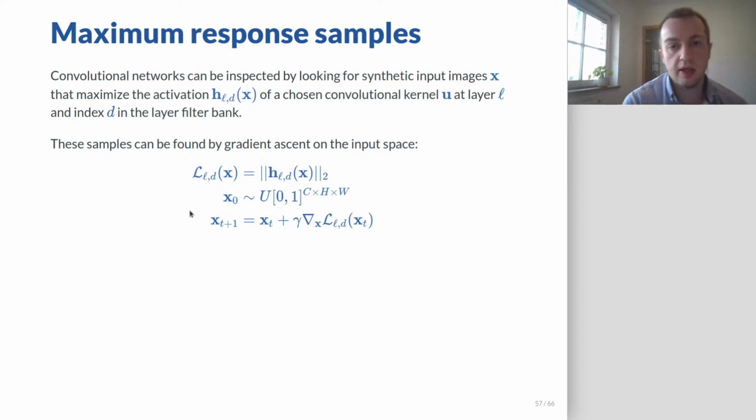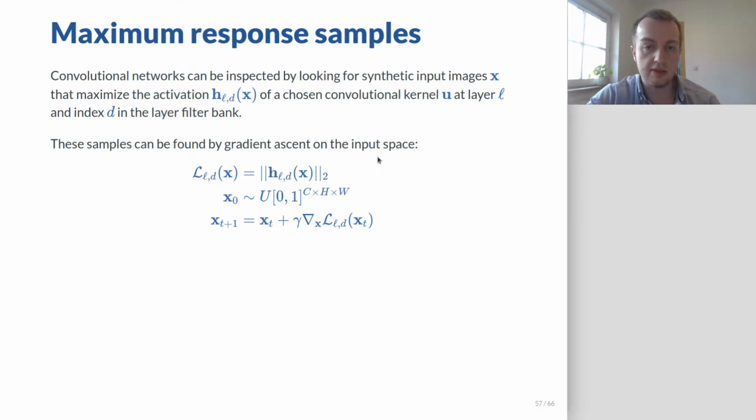There, I think it's quite interesting. So the idea is to look for synthetic input images, X, that would maximize the activation of some specific kernel U at some layer L in the filter bank, in the output feature map of some layer. And so if this is the activation for the image, what you would want is to maximize it. For example, to find an image X which would produce an output at this particular layer L for this output channel D which would be the highest. The highest would be defined, for example, by the norm of this vector.